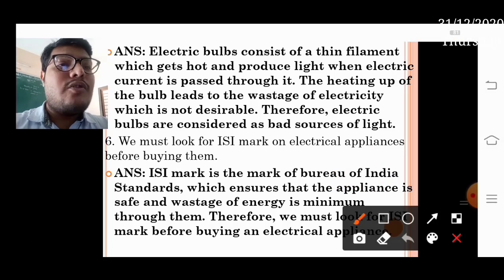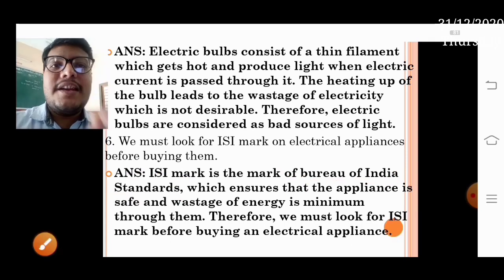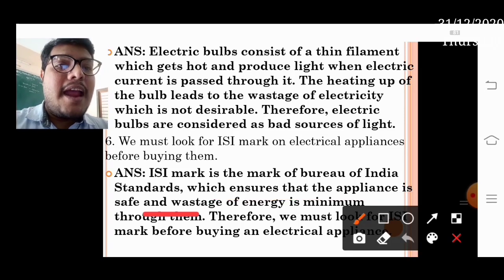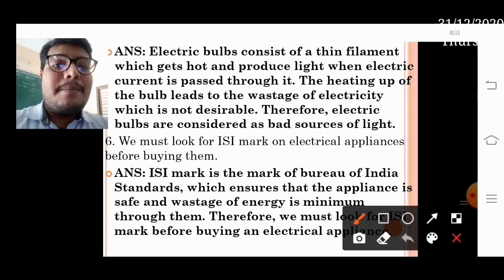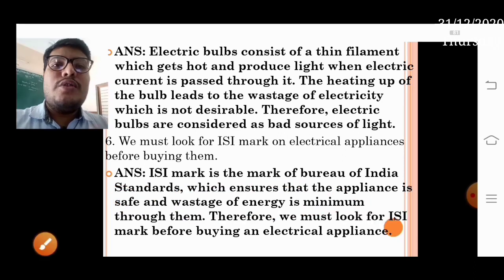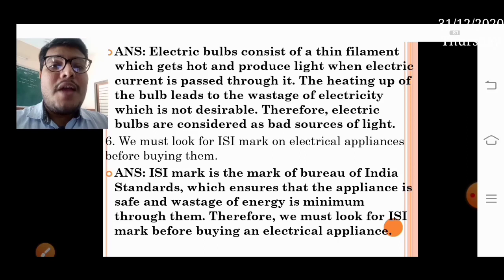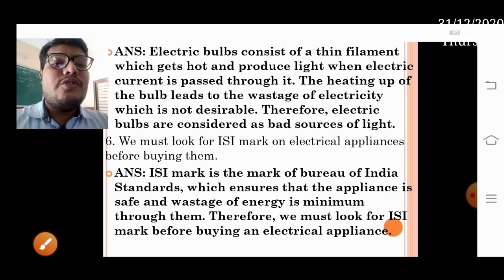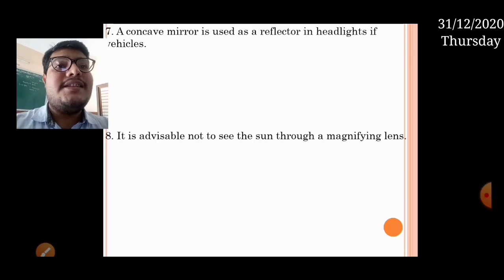The ISI mark is a mark of the Bureau of Indian Standards. There are some standards for any electric appliance which ensure that the appliance is safe and wastage of energy is minimum. What do they ensure by checking those appliances? That the appliance is safe and wastage of energy is minimum. As we all know, whenever we pass current there will be some loss of energy, but to ensure that the wastage of energy is minimum, we must look for ISI marks before buying electric appliances. Okay, let's see the next one.